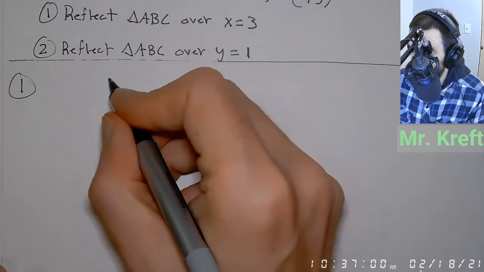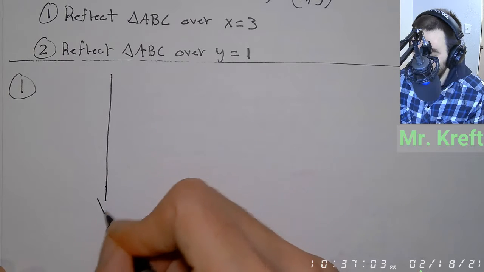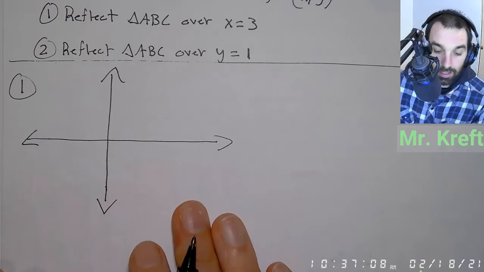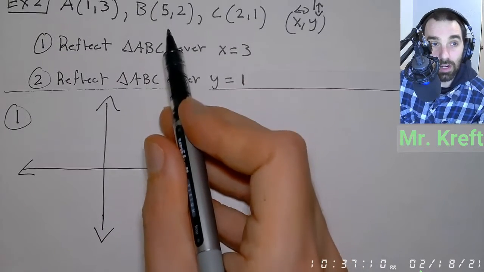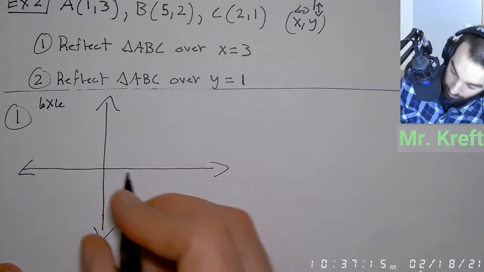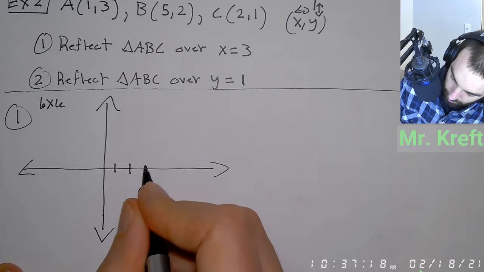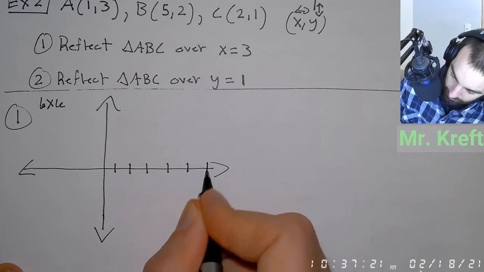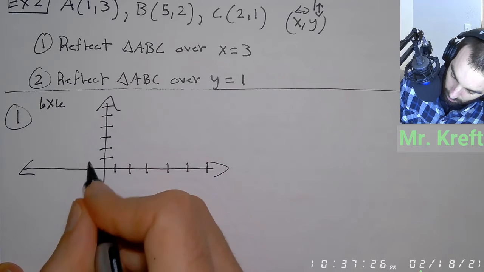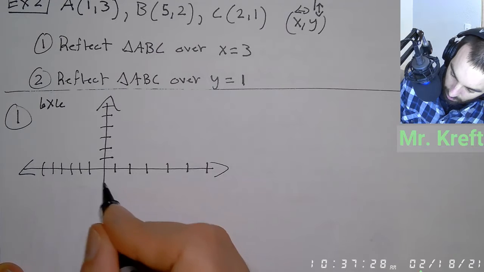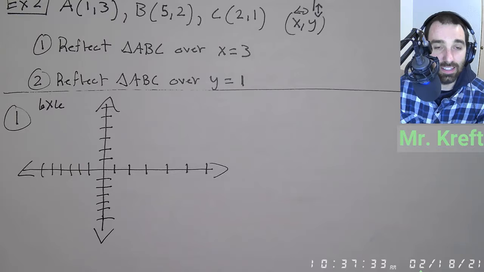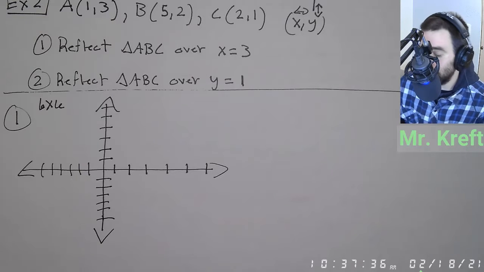To do this, I need a visual aid, so I'm going to draw a coordinate system. It looks like my biggest number here is 5, so I'm going to make a 6 by 6. I'm going to count 1, 2, 3, 4, 5, 6, and 1, 2, 3, 4, 5, 6. And again, it doesn't have to be perfect. This is just a visual aid.